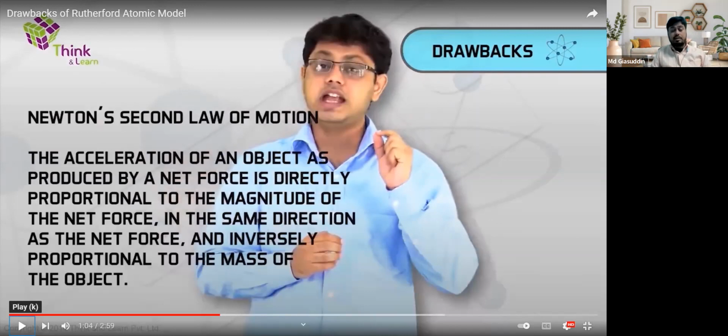But this does not happen at all. If it happened, the stability of an atom would not exist. So we know that the electrons do not fall into the nucleus of an atom. Rather, atoms are very stable and do not collapse on their own. So the Rutherford model does not explain the stability of the atom. Are you getting my point?